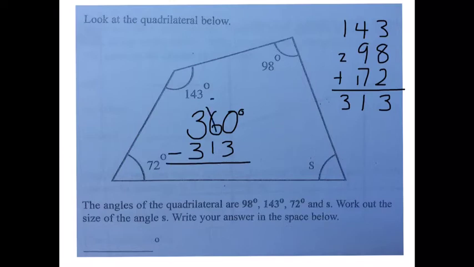We'll do a little bit of exchange. 10 take away 3 is 7. 5 take away 1 is 4. 3 take away 3 is 0. Angle S is 47 degrees.